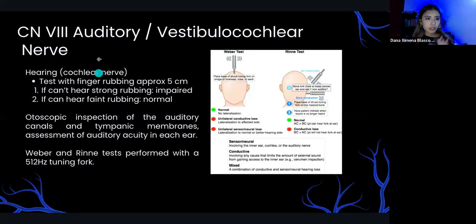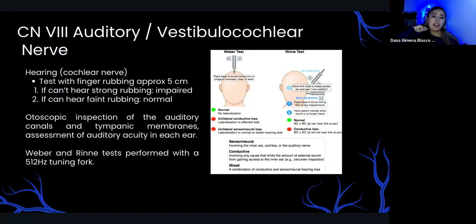Now, cranial nerve 8. This is called the auditory or vestibulocochlear nerve. Here, we're going to examine two things: hearing and equilibrium. Hearing is properly from the cochlear nerve, and equilibrium is from the vestibular part. So for hearing, we're going to test with finger rubbing. This is finger rubbing.